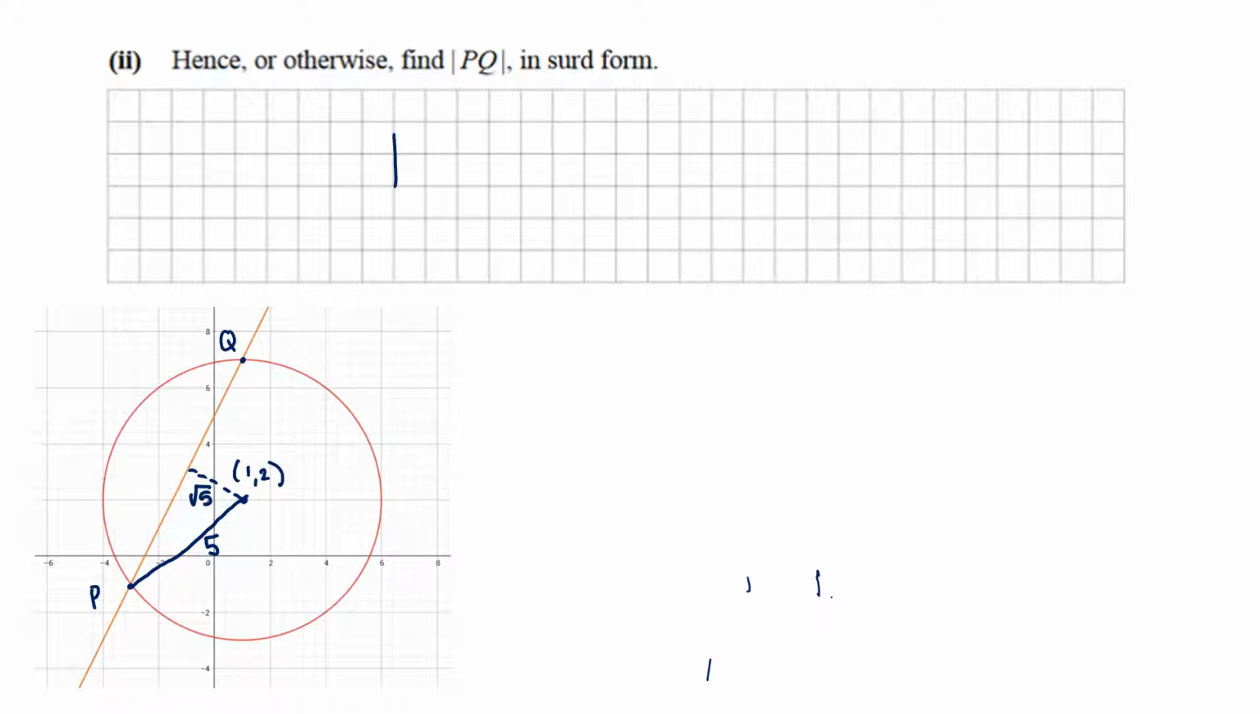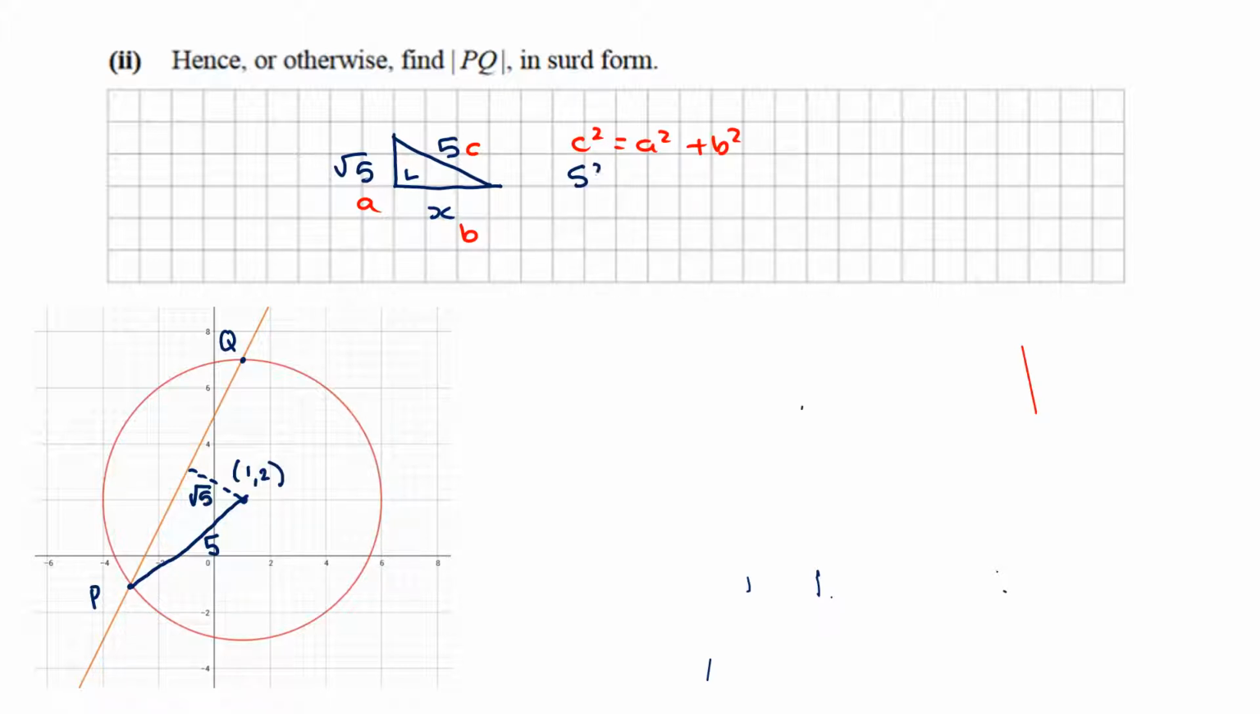So I'm going to sketch this out in a nicer way so we can work with it. So there's root 5, there's 5, and I'm basically trying to find this length here. So I'm going to use Pythagoras. C is always the hypotenuse, doesn't matter where A and B are. C squared equals A squared plus B squared.